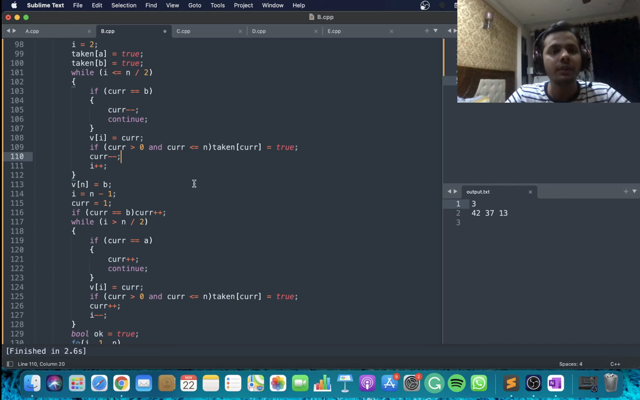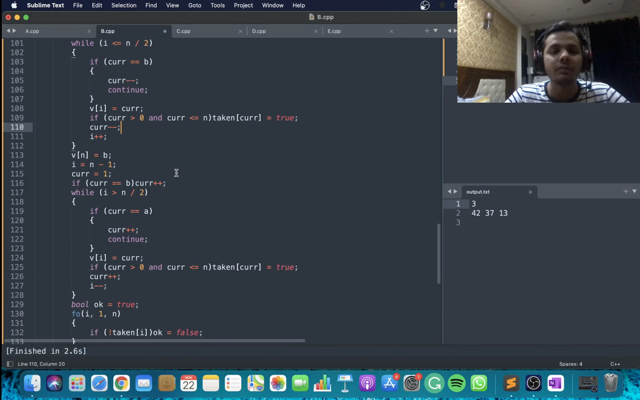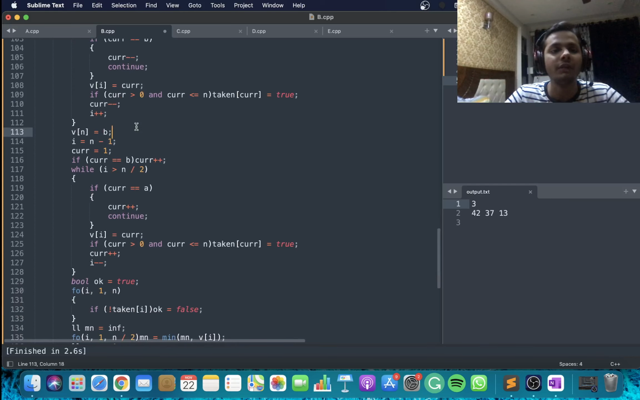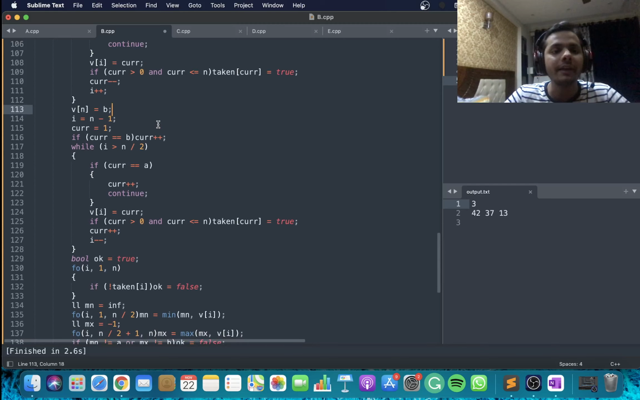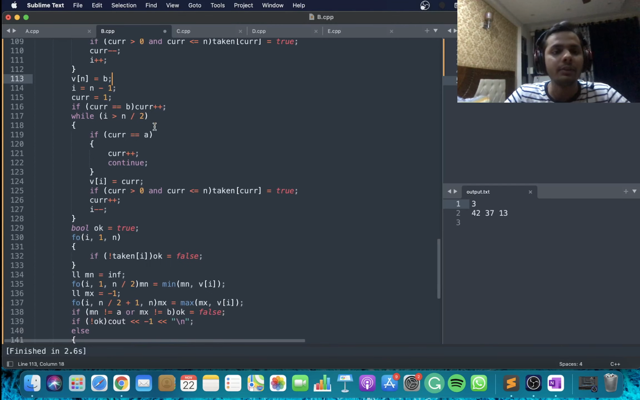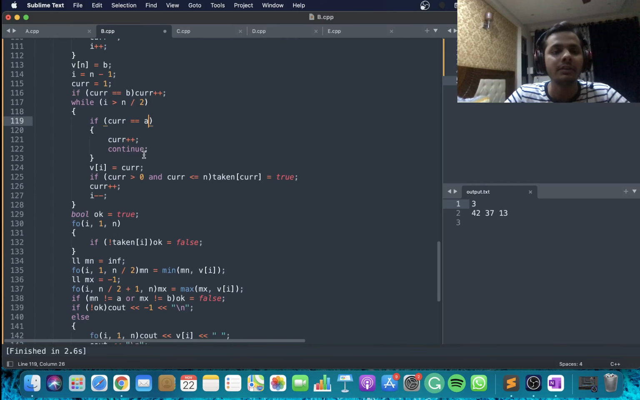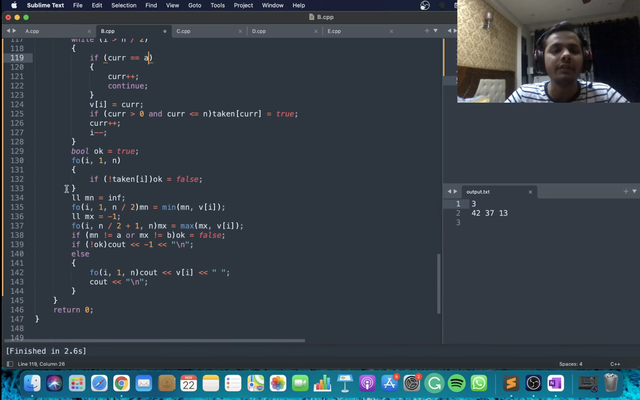Now I have successfully constructed my first half. So I mean, I don't know if I have successfully constructed it or not. I will check that later, but I have put some elements in my first half. Now I will do V of n is equal to b. That is, I will put b in the second half, and then I will try to put the smaller elements in the second half, starting with 1. And I will do the exact same thing. If I encounter a, I will just go ahead. Otherwise, I will just put it in my permutation. And finally, the first thing that I have to check is that all the elements are taken.